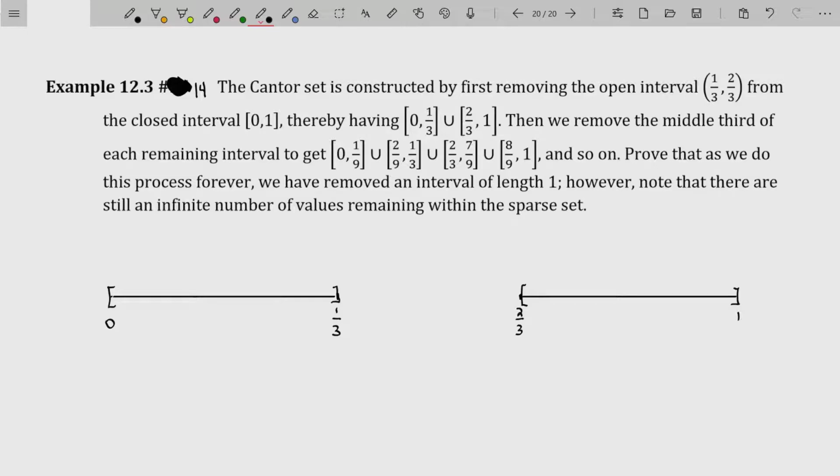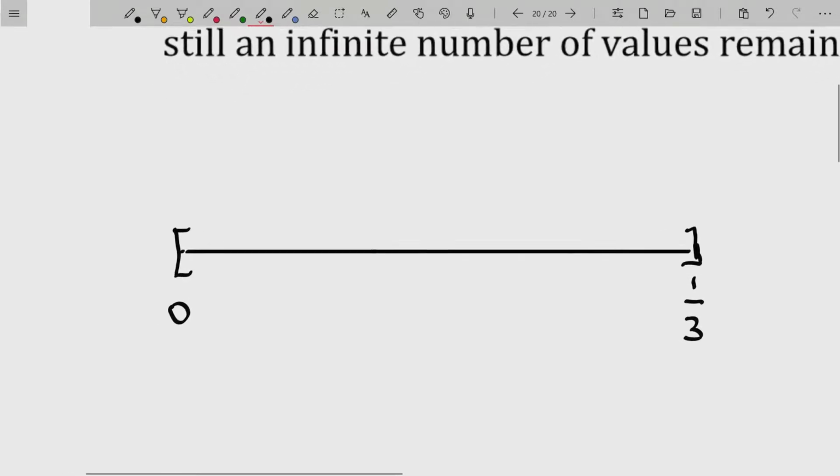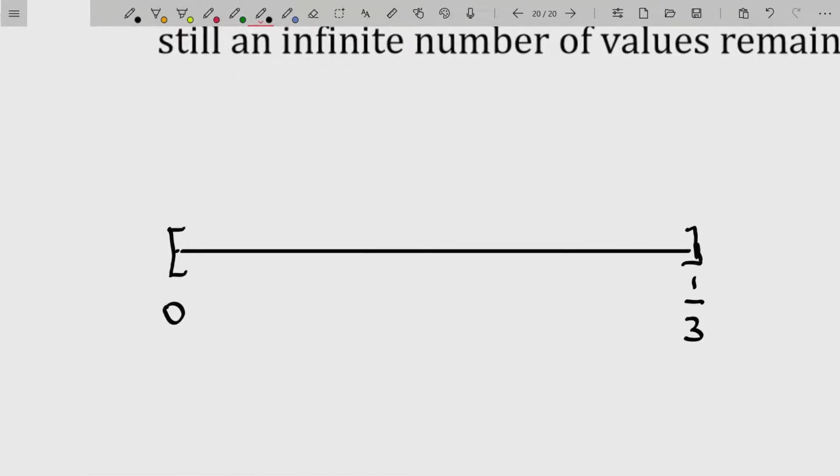And then what we're going to do is remove the middle third of the remaining pieces. So I'm going to go to this guy right here, and I'm going to remove the middle third of this piece. Now, if you think about 1/3 of 1/3, well, that's 1/9. So I want to remove everything from 1/9 all the way to 2/9. I'm going to remove that interval right there. So I've successfully done that, and we have this closed interval left here.